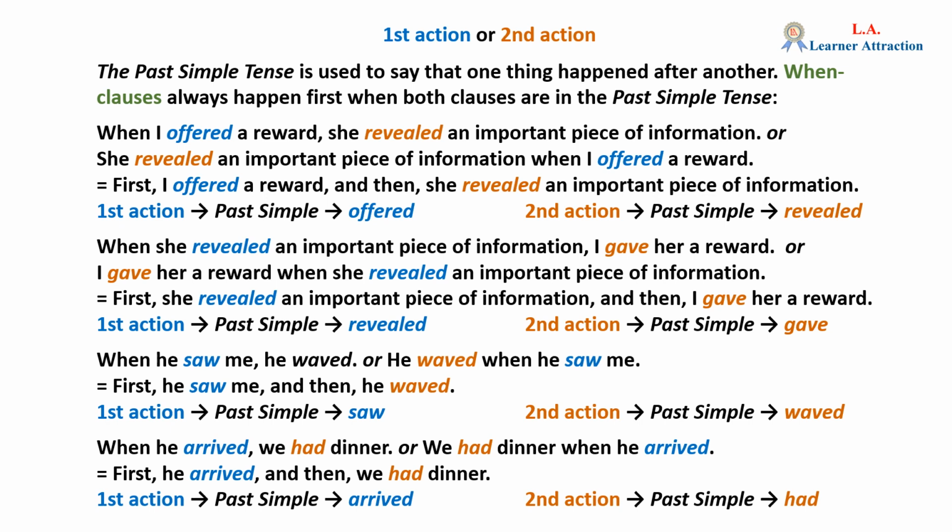First action, past simple, saw. Second action, past simple, waved. When he arrived, we had dinner. Or, we had dinner when he arrived. Means, first, he arrived, and then, we had dinner. First action, past simple, arrived. Second action, past simple, had.